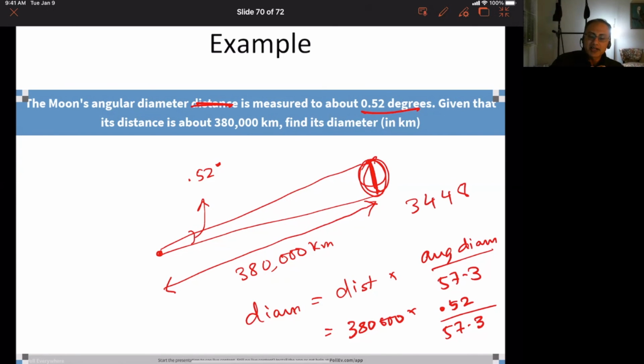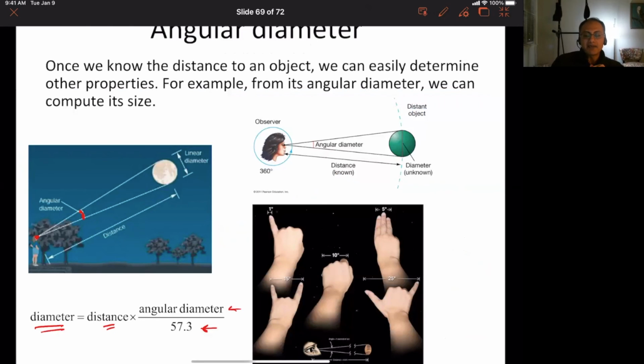It's 3,448 kilometers. Now you might think that, okay, how would I find out the angular diameter? How would I measure the angular diameter? That's actually very easy to do. You don't even need any sophisticated equipment to do it.